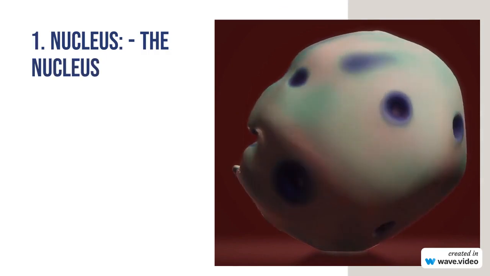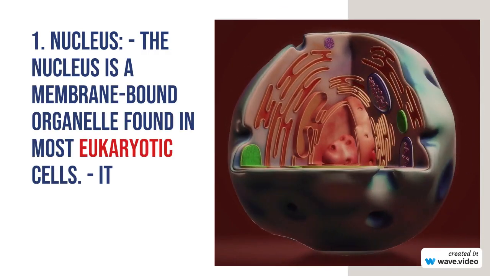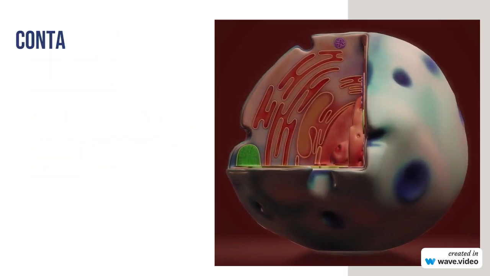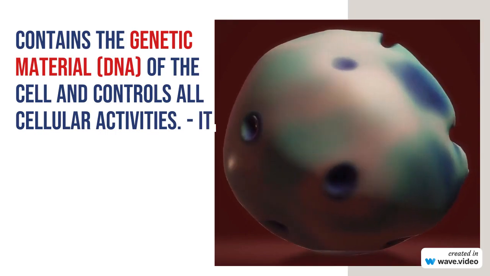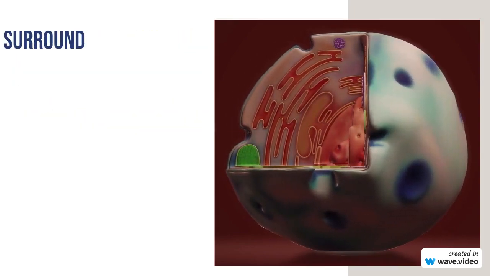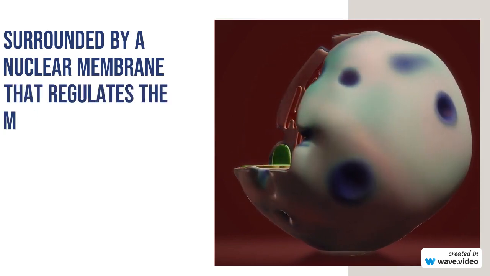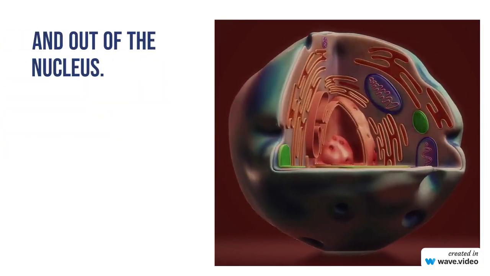1. Nucleus. The nucleus is a membrane-bound organelle found in most eukaryotic cells. It contains the genetic material, DNA, of the cell and controls all cellular activities. It is surrounded by a nuclear membrane that regulates the movement of substances in and out of the nucleus.